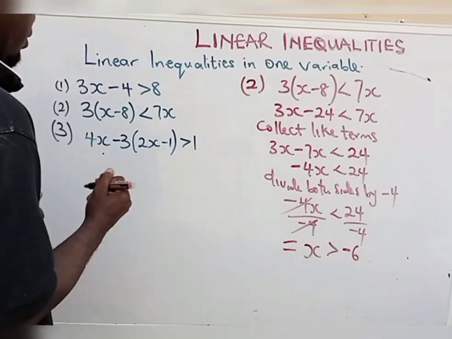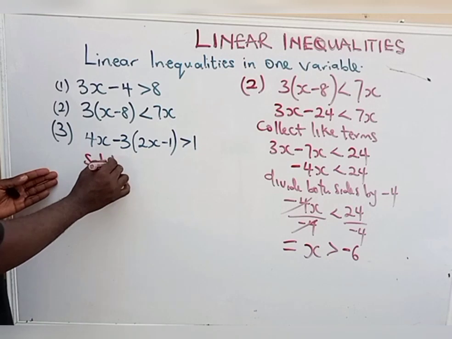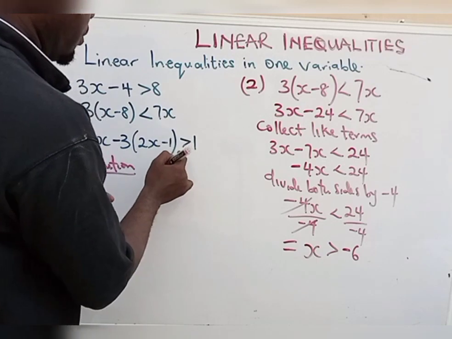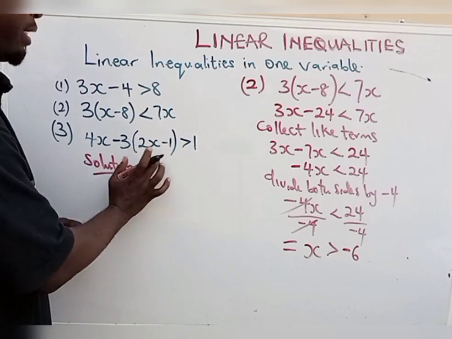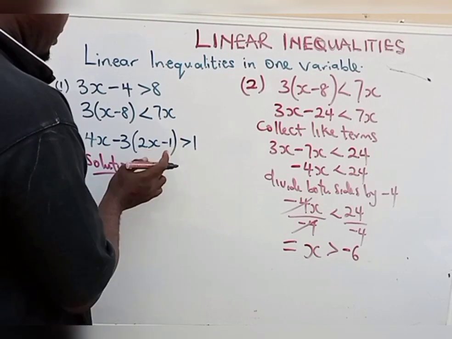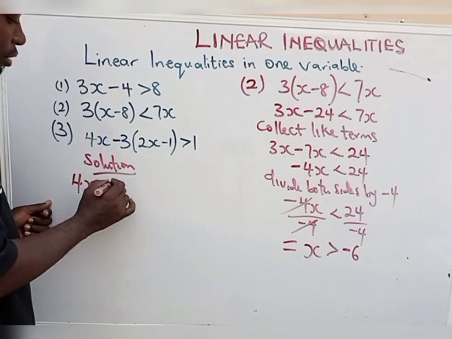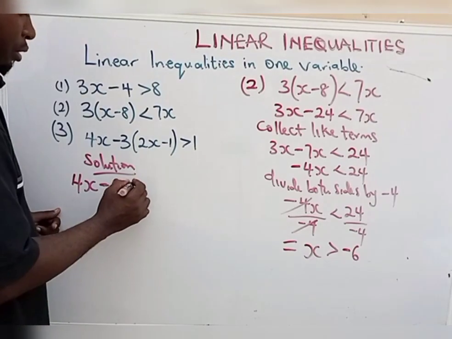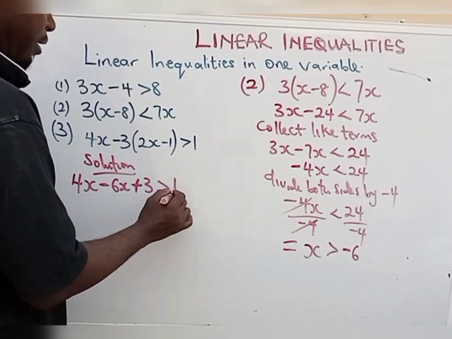Alright, so moving on to the third question. The third question is 4x minus 3, then into brackets 2x minus 1, close brackets greater than 1. Now, the first thing you are going to do is to clear these brackets. And how do you do that? You are going to use this minus 3 to multiply everything in the brackets. Okay, so we are going to have 4x minus 3 multiplied by 2x. That's going to give us minus 6x. Minus 3 multiplied by minus 1. So that's going to give me plus 3 greater than 1.